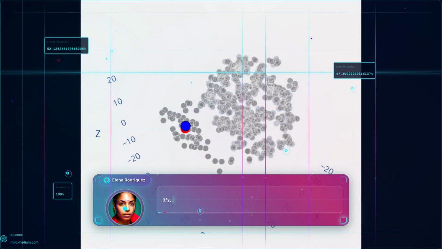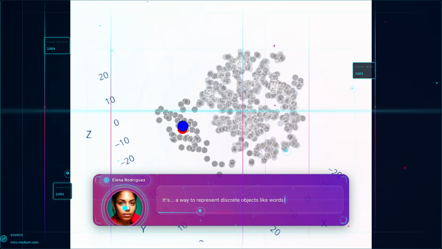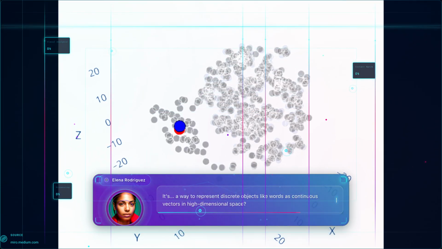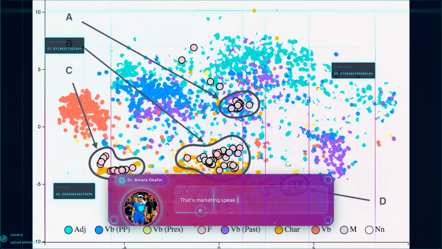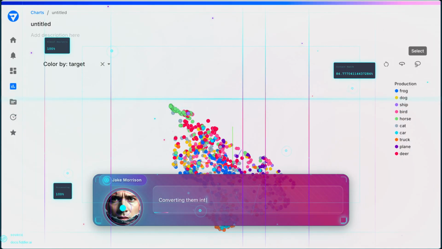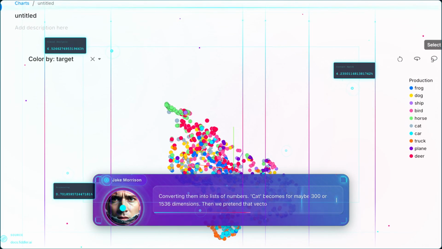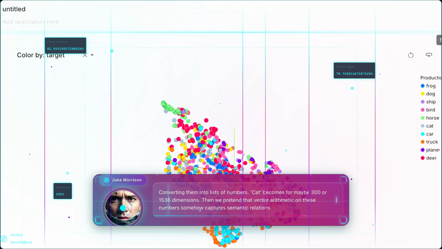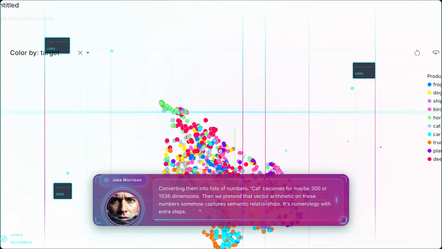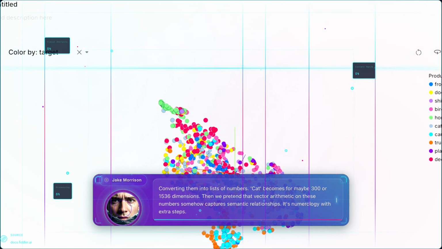It's a way to represent discrete objects like words as continuous vectors in high-dimensional space, so we can do math on meaning. That's marketing speak. What are you actually doing to words? Converting them into lists of numbers. Cat becomes a vector of maybe 300 or 1536 dimensions. Then we pretend that vector arithmetic on these numbers somehow captures semantic relationships. It's numerology with extra steps.